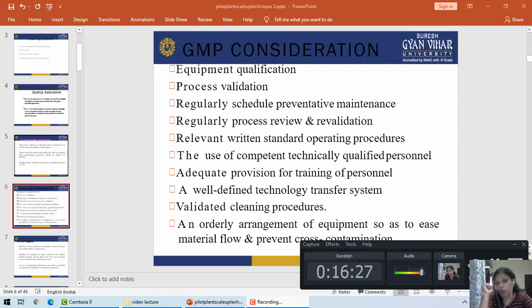So in the last point, what is mentioned is that the equipments are placed in a company in an orderly manner. Now what is this orderly manner? That means the equipments are placed so that there is ease of transfer of material flow. For example, in the step by step processes, first we need to make the granules in the granulator.